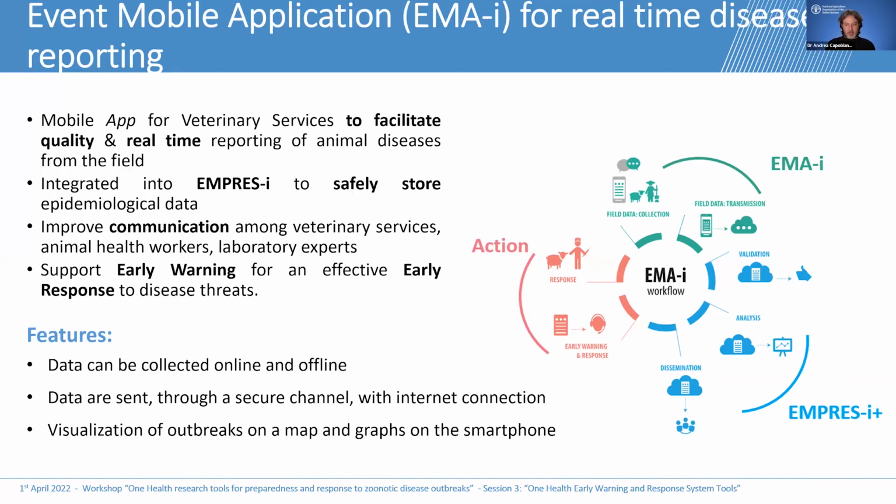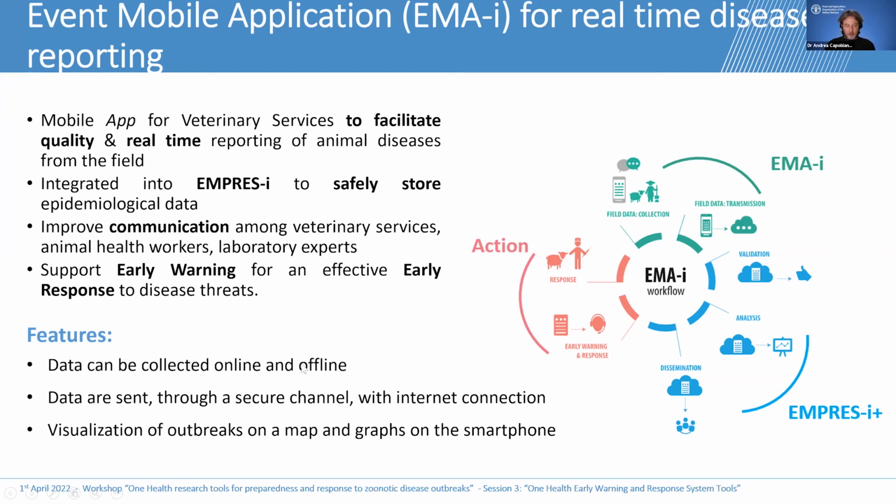As I was mentioning earlier, the information from the field is not coming just from reports from our colleagues in the countries, but we developed a mobile application that is called MI that allows real-time disease reporting. This facilitates quality real-time reporting of animal disease from the fields, and there is a process of validation of this information along the entire chain by different degrees of authorized persons within the veterinary services. This improves communication among the veterinary services and the animal health workers at country level.